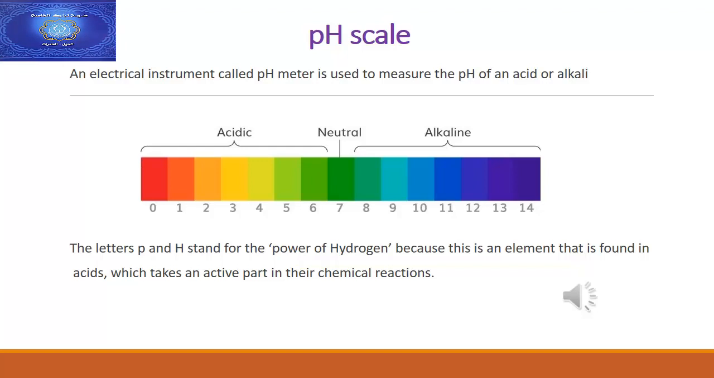After indicators had been found to identify acid and alkali, scientists wanted to know how to compare the strength of acid and alkali. So they invented the pH scale. The pH scale is used to measure the pH of an acid or alkali accurately. The letters P and H stand for the power of hydrogen, because this is an element that is found in acids which takes an active part in their chemical reactions.